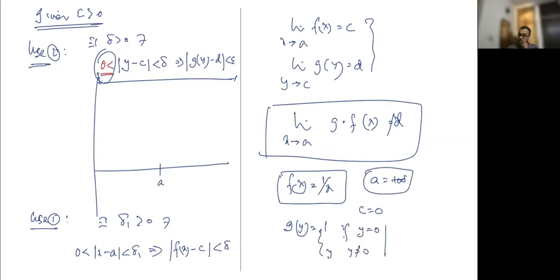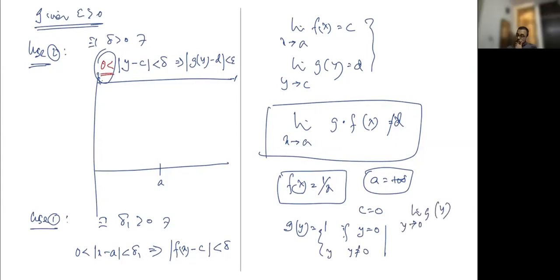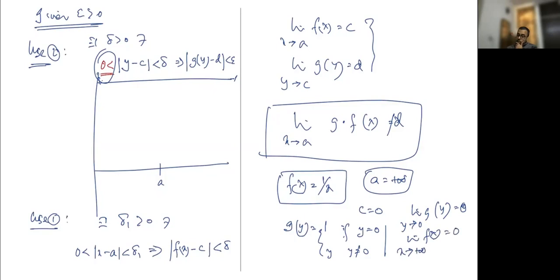So here y going to 0, but y is not equal to 0. And the limit of f(x) as x going to plus infinity is 0.